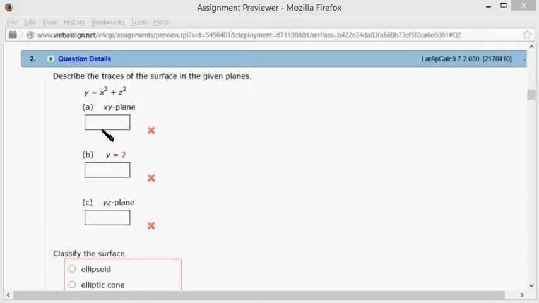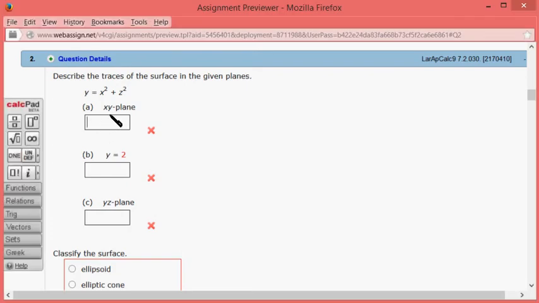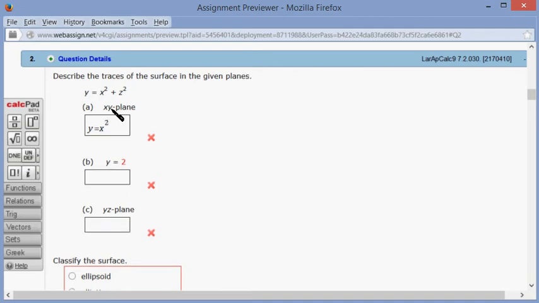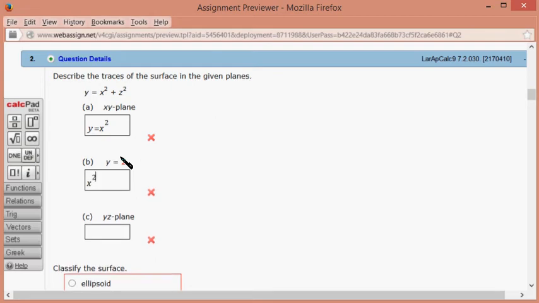All right. So this was y equals x squared, and this was x squared plus z squared equals 2, and this was y equals z squared.